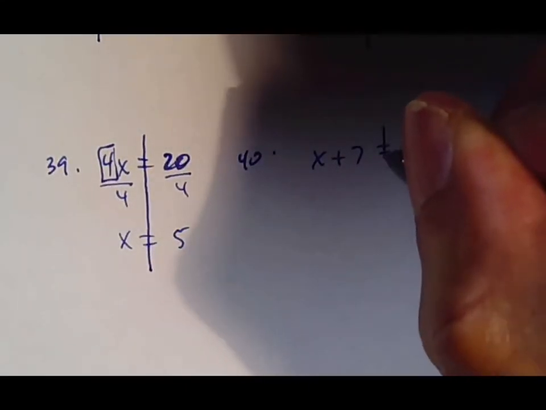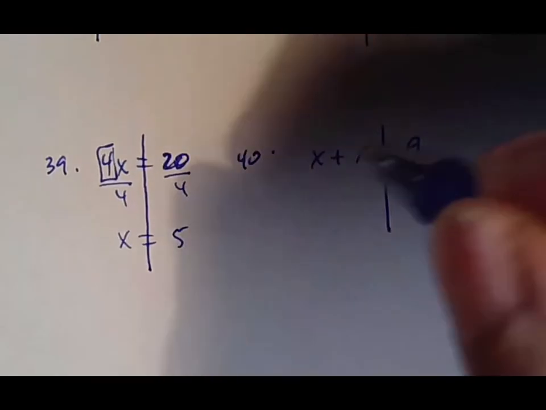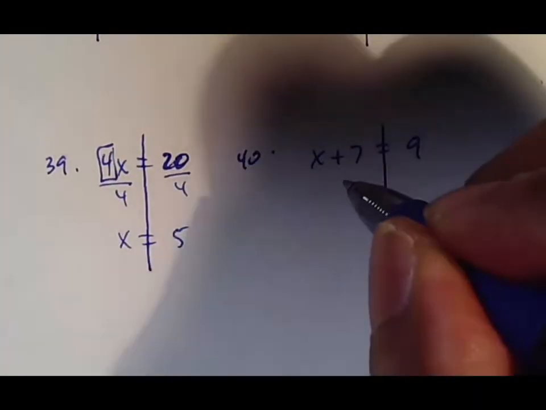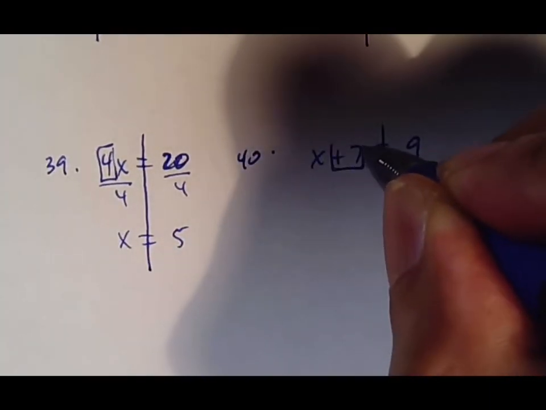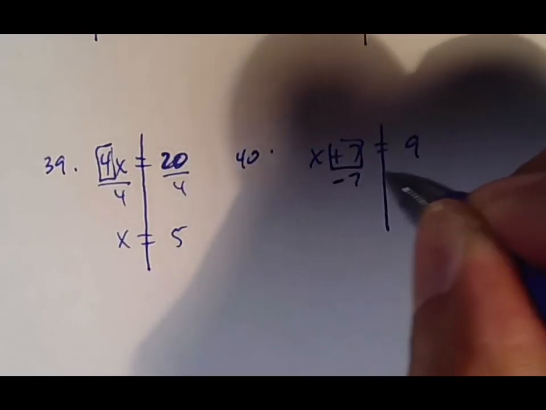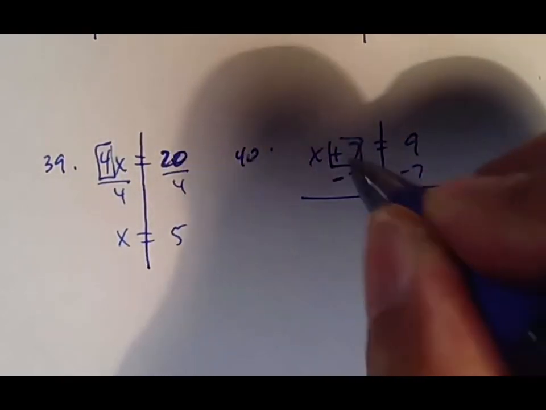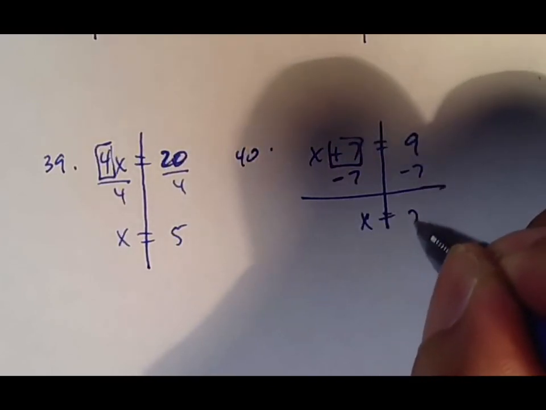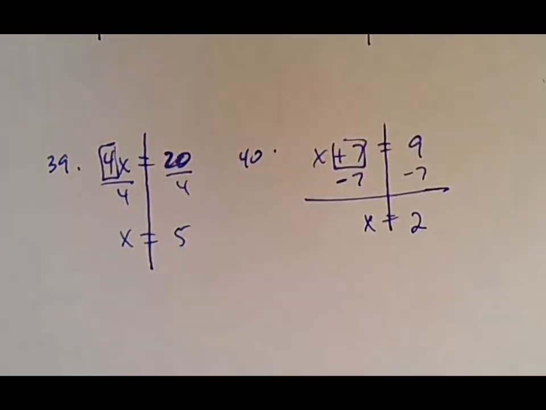We go here. x plus 7 = 9. Again, plus 7 is what's with x. That's adding 7, x plus 7, so therefore we're going to do the opposite, which is minus 7, minus 7. x comes down, 9 minus 7 is 2, and that is all.